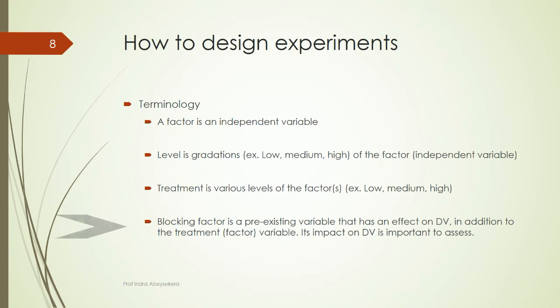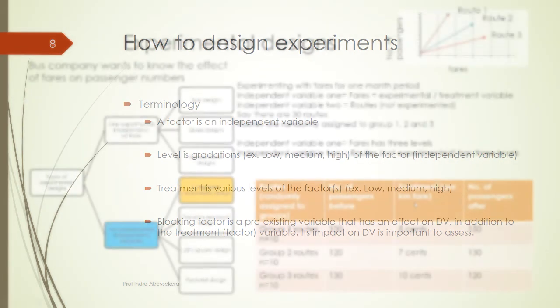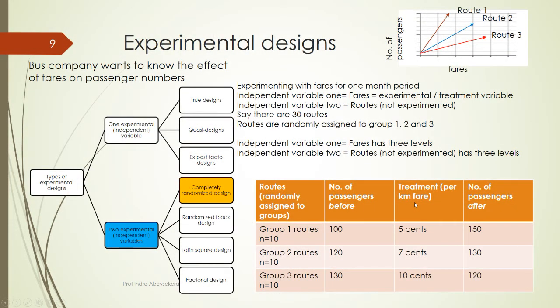A blocking factor is a blocking variable, a variable that has an influence on the dependent variable, and we know about that. And because we know that, we want to block the influence of that variable in the experiments to find out the causality of the independent variable of interest to us in the experiment.